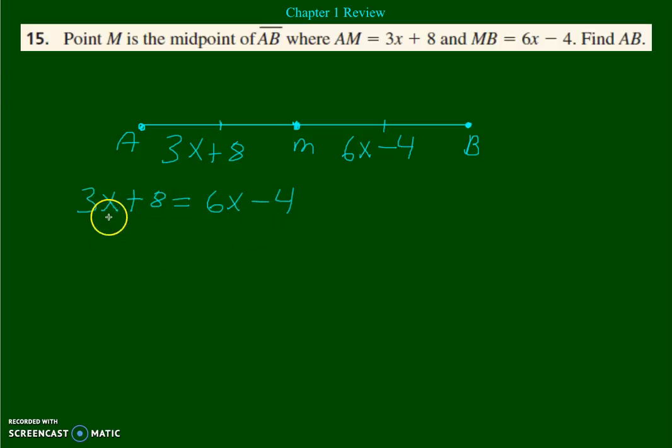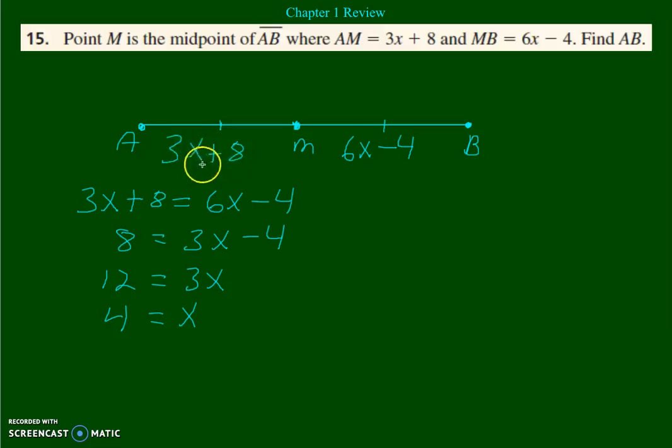So I'm going to combine my x's on the right-hand side because I don't like working with negatives. We're going to subtract 3x from both sides. 8 equals 3x minus 4. I'm going to go ahead and add the 4. 12 equals 3x. Divide by 3. 4 equals x.